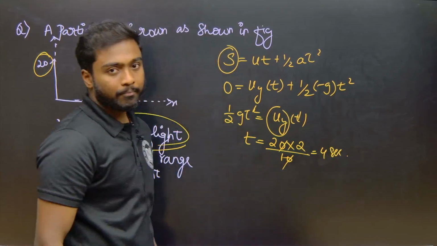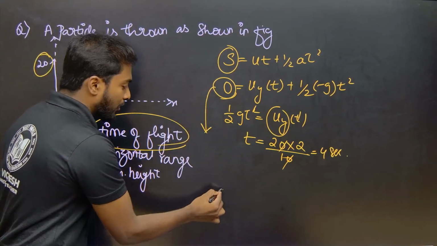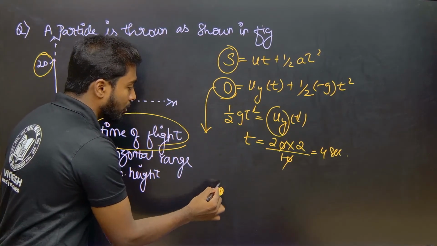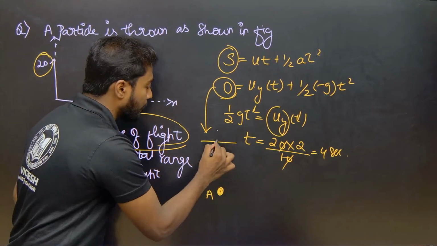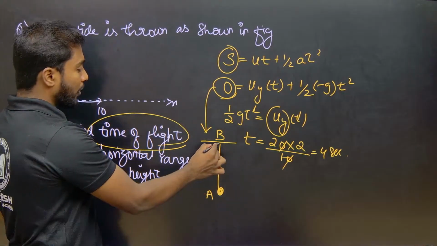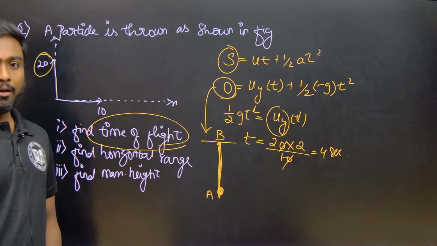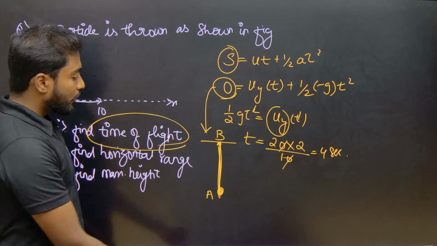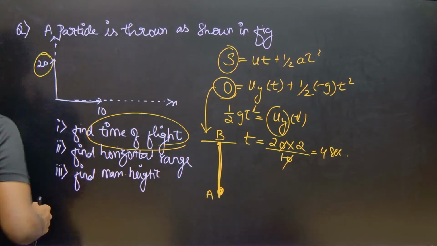That is the time. So why have I taken 0? If I throw an object from this point, let me consider point A to point B with some velocity. After going up, again it will come down to the same height. So displacement will be 0. Okay, that's why I considered it.